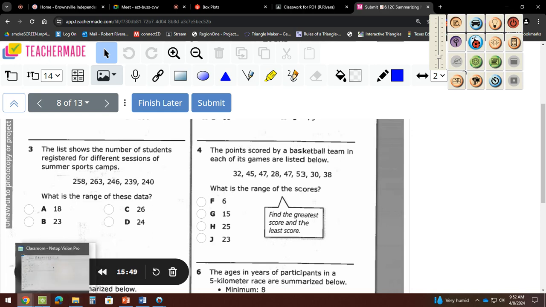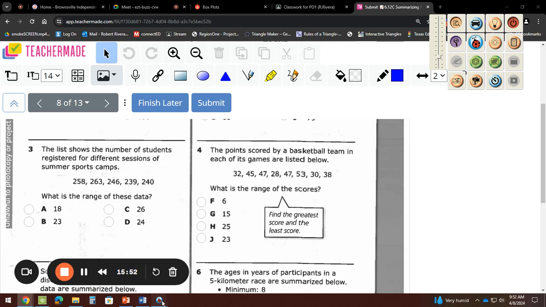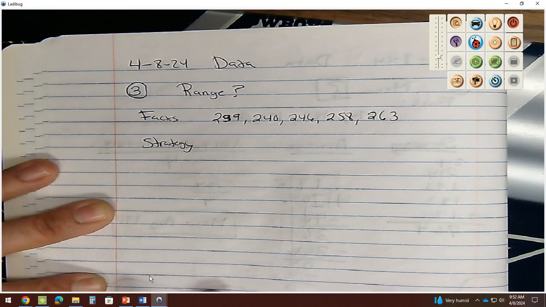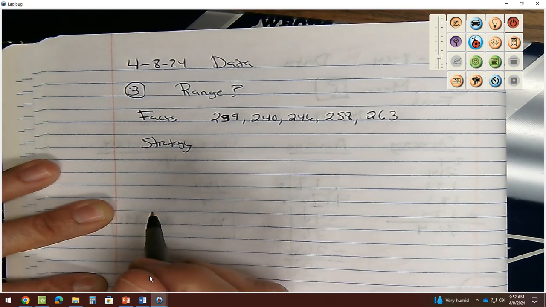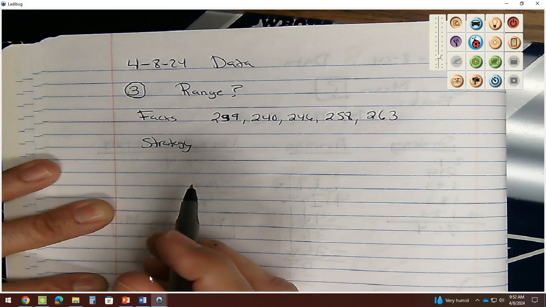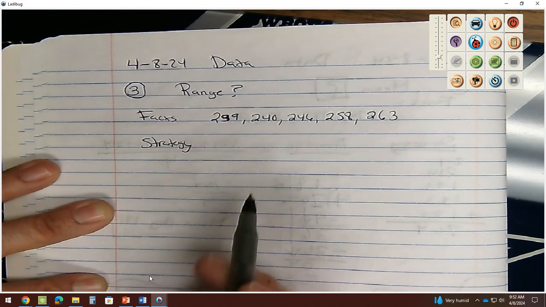Let me put what I wrote in case you cannot follow along. That's what I did. I got my facts and put them in order because anytime that you see the word range, the word median, the word mode, the word mean, all those words, it's dealing with data, and we put things in order from least to greatest.